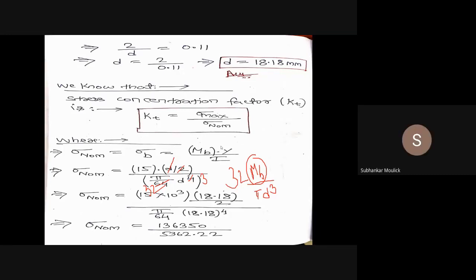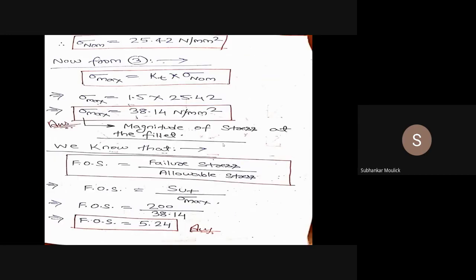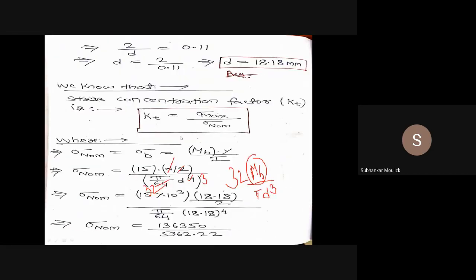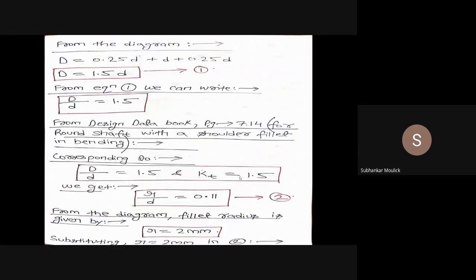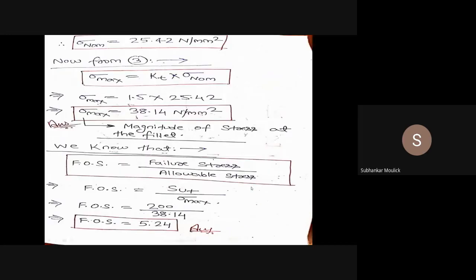Okay, so once we have found the value of sigma nominal, we know that kt is sigma max by sigma nominal. So sigma max will be kt into sigma nominal. KT we have already found from the design data book, that is 1.5. 1.5 into sigma nominal, 25.42. So the maximum magnitude of stress generated at the fillet portion comes out to be 38.14 Newton per millimeter square.